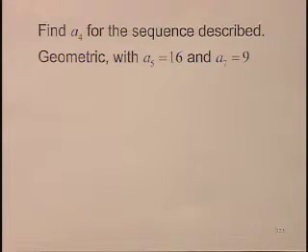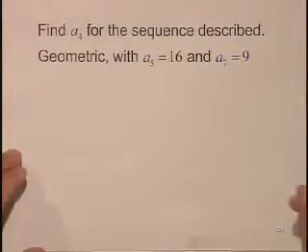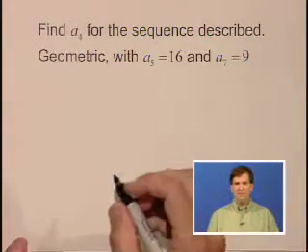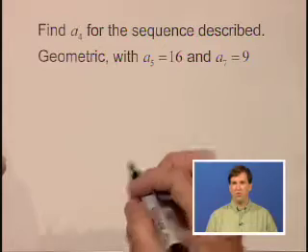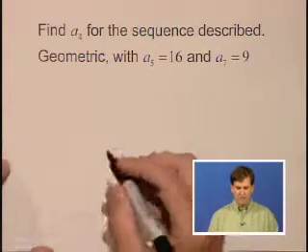Find a4 for the sequence described. Geometric, with a sub 5 equal to 16 and a sub 7 equal to 9. So we know a5 and a7, but we don't know the ratio and we don't know the first term. So let's see if we can find them.